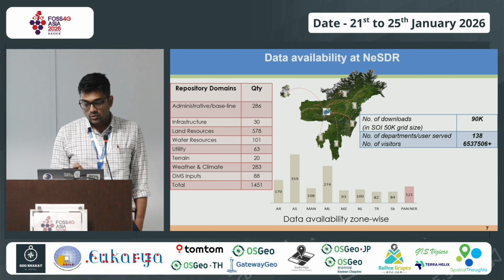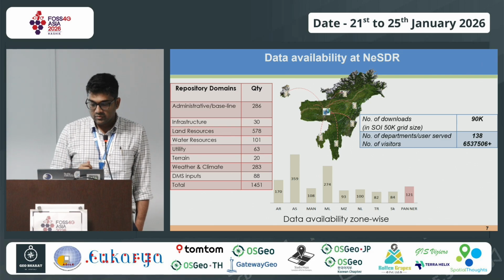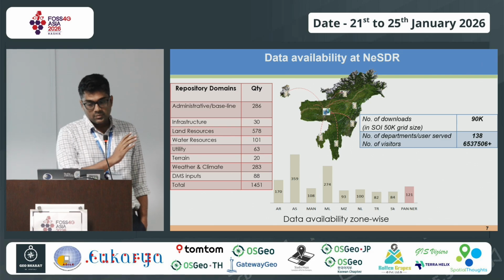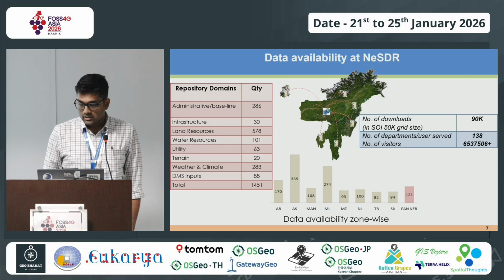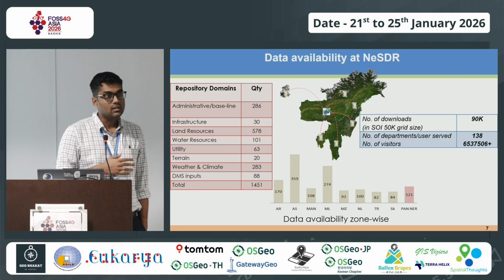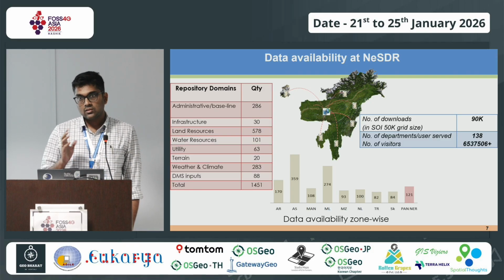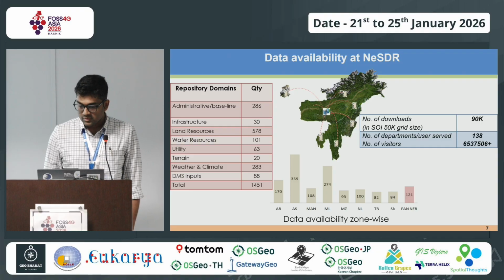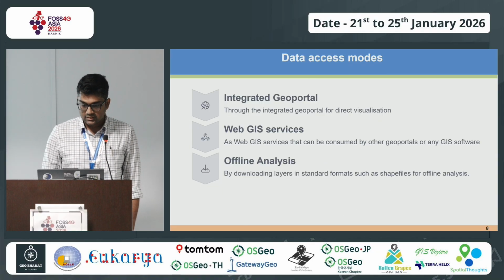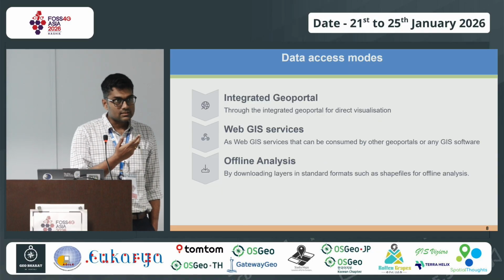This is a little old figure, but we are close to around 1500 data sets, and this is how it has been distributed across the different states. The data set utilization has also been tremendous. We have around 90,000 plus data sets that have been downloaded across the user departments in Survey of India grade 50K size.